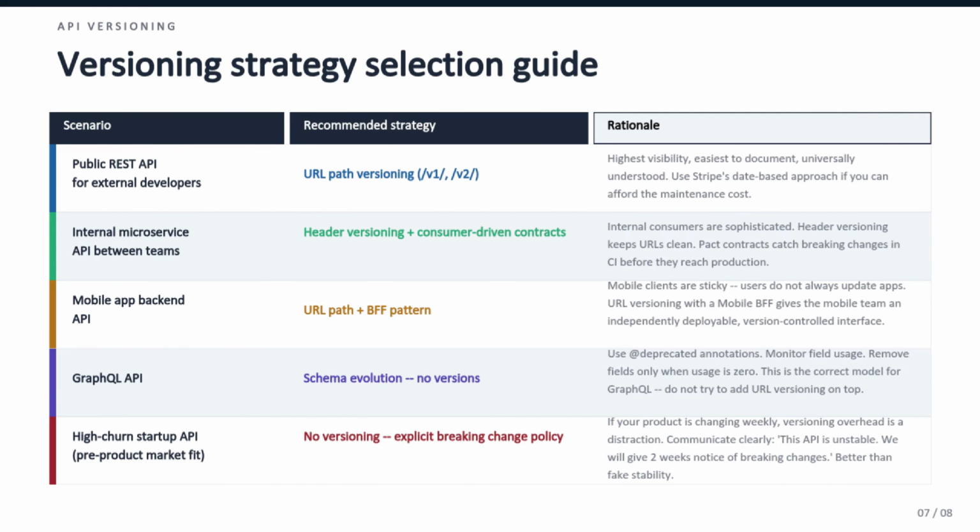Clearly say this API is unstable. Breaking changes may happen. We will give 2 weeks notice. And honestly, that transparency is far better than pretending to have stable versioning while constantly breaking things anyway. Sometimes simplicity and honesty are the better engineering choice. So yeah, the main lesson here is this. Good API versioning is not about following trends. It's about choosing the strategy that matches your product stage, your consumers, and your operational reality.